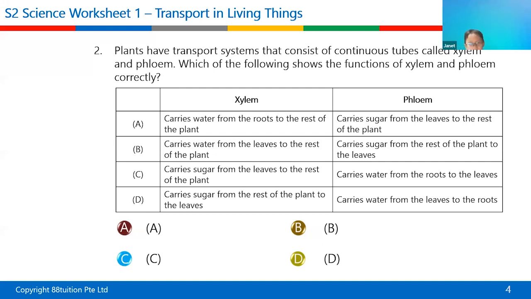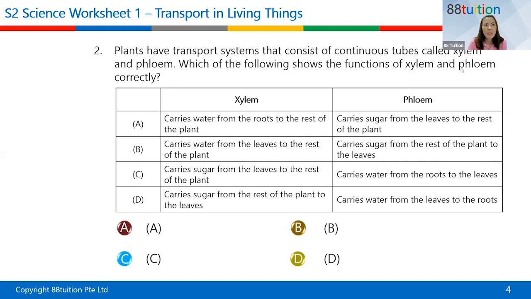Okay, you try answering for xylem first. What does the xylem do? What is it known as? What kind of tubes? Water carrying tubes. Very good. And phloem will be food carrying tubes. Right, so quite simple, right?